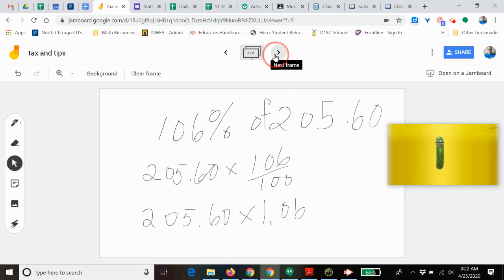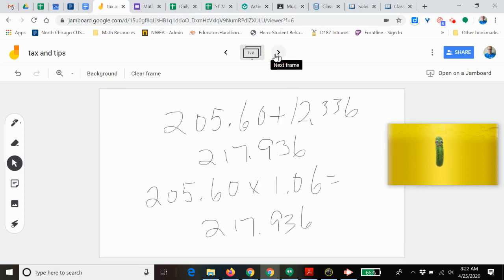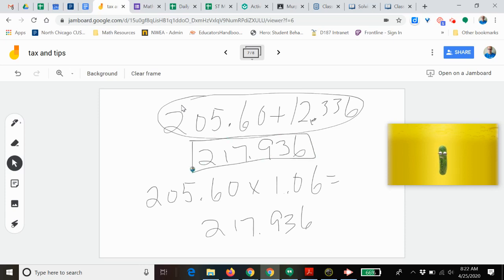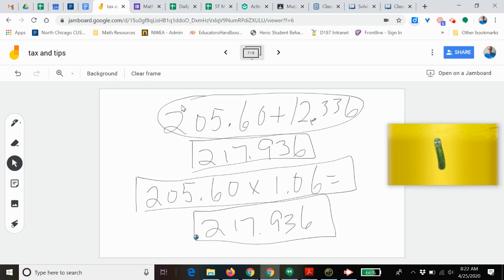Here was the original step up here: if I did 205.60 times 0.06, I get 12.336. And if I add those together, I get $217.36. And if I do 205.60 times 1.06, I get $217.936. Well, that's got to be fixed anyhow.